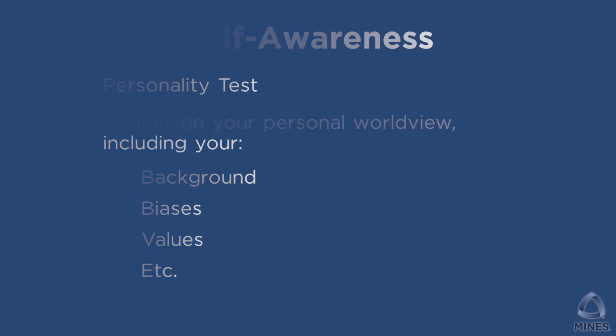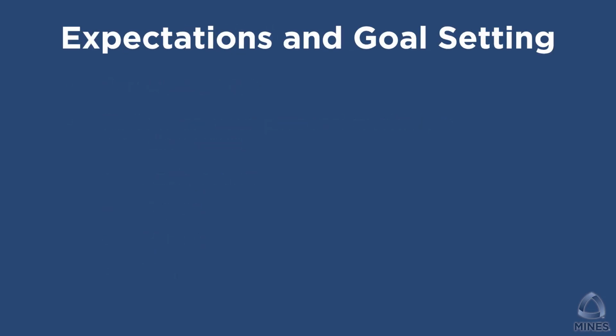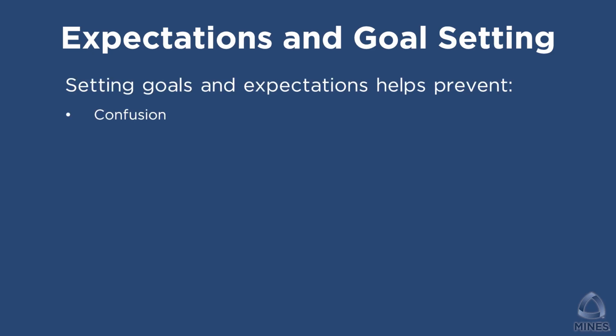The first component I'd like to discuss is expectations and goal setting. In a team, setting goals and expectations early on can prevent confusion, frustration, disappointment, and help keep you on target and on the same page. Let's walk through an example of how this might work. Let's say you're working on a course project in chemistry with a few other teammates.